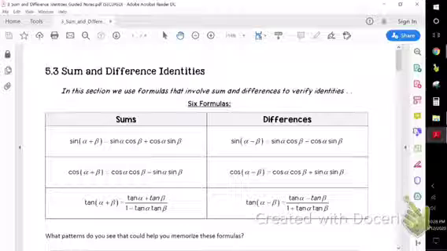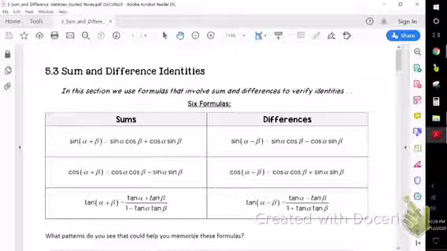So let's look at the column on the left, the sums. The first one says sine of alpha plus beta. So we're taking sine of 2 angles being added together. We can say that that's sine of alpha times cosine of beta plus cosine of alpha times sine of beta.